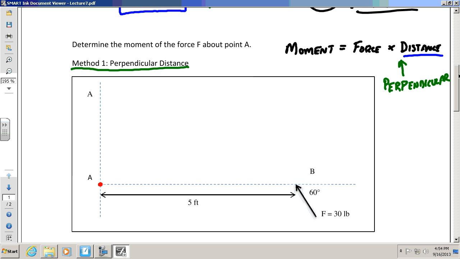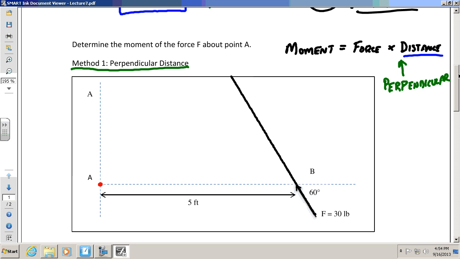So here's what I'd suggest you do. If you have a straight edge, this is handy. You don't have to have a straight edge, because you could freehand this, but if you have one, it's nice. What I want you to do is draw this vector here and extend it. Like that. You're drawing that 30-pound vector and just extending the line.